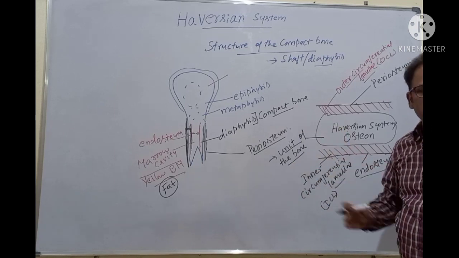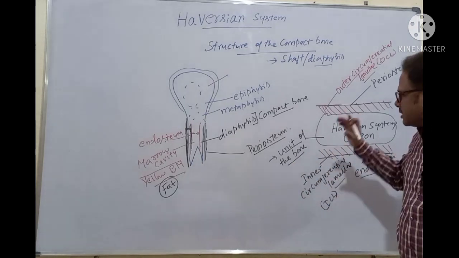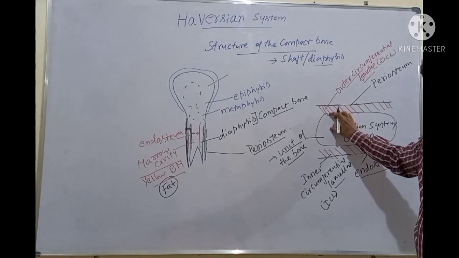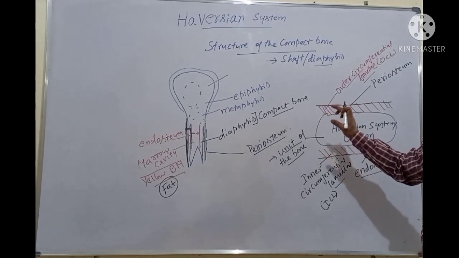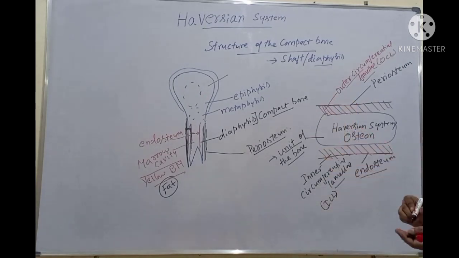Many Haversian systems are there in the bone. Now, what is the structure of the Haversian system and what are its components? Let's discuss now. Clear, students?